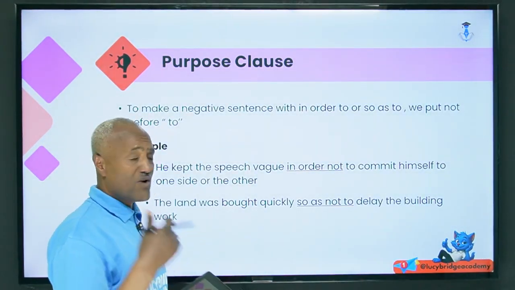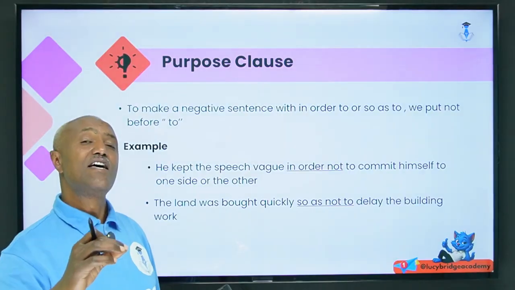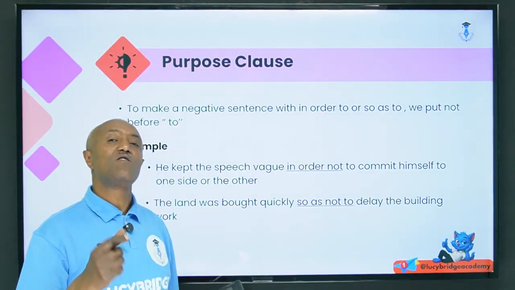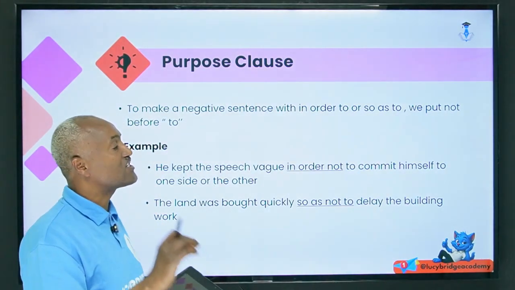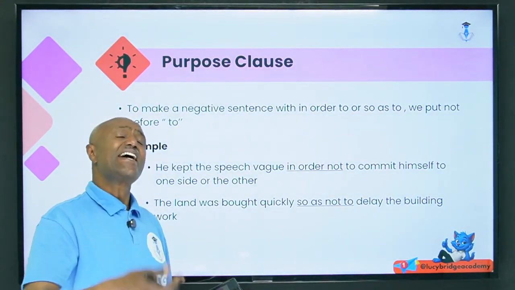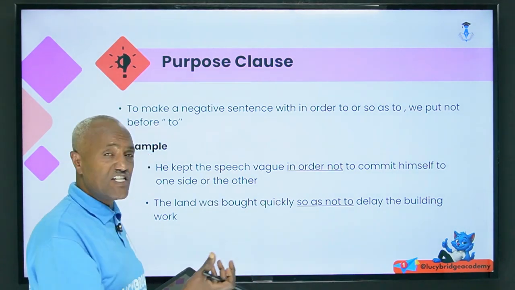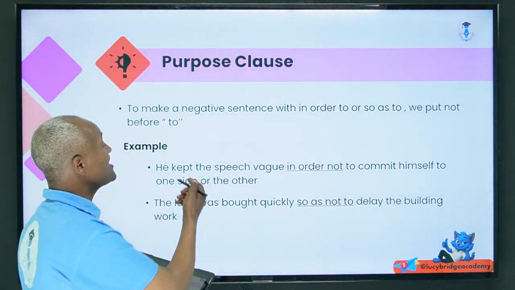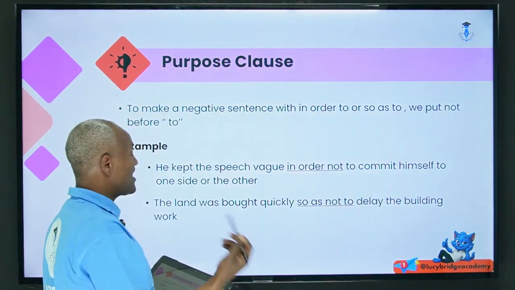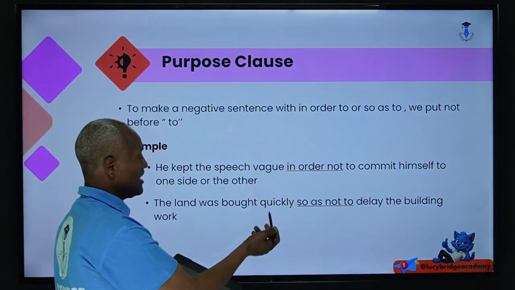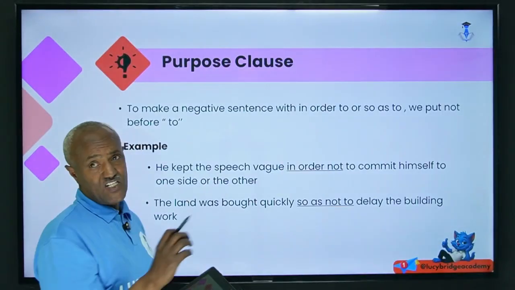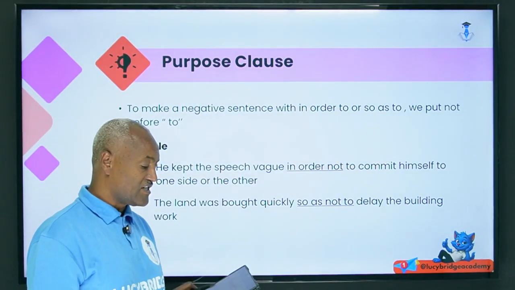When I teach you this rule, student again and again, in addition to mastering the rule, it is good to be familiar with the meaning. What does it mean when the sentence is constructed with the help of this purpose? You have to know. So where negative or affirmative is needed, it helps you if you know the meaning. For instance, he kept the speech vague in order not to commit himself to one side or the other, or the land was bought quickly so as not to delay the building work. Have you seen? The meaning matters here, and you have to give emphasis to the meaning.